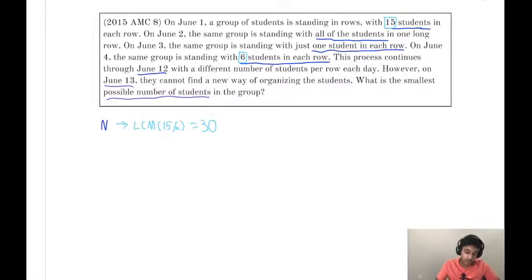So if N has to be a multiple of 30, we can see that N will have to have 2 times 3 times 5, at least. And then we can multiply it by some other numbers. But the idea here is that we can make exactly 12 different arrangements. And what that means is that N must have 12 factors.